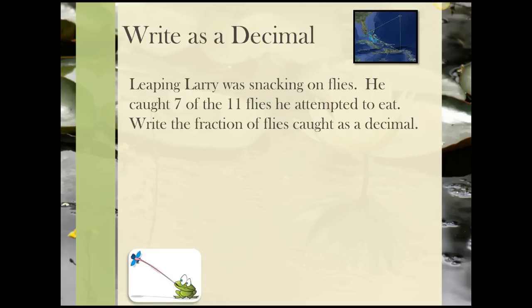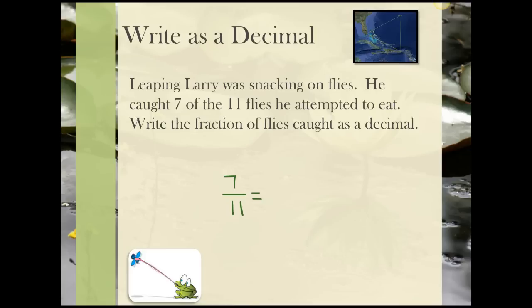Leaping Larry was snacking on flies. He caught 7 of the 11 flies he attempted to eat. Write the fraction of flies caught as a decimal. The first thing that we need to do is create the fraction. Larry caught 7 of 11 flies. Next, we need to turn that fraction into a decimal by dividing the numerator by the denominator.